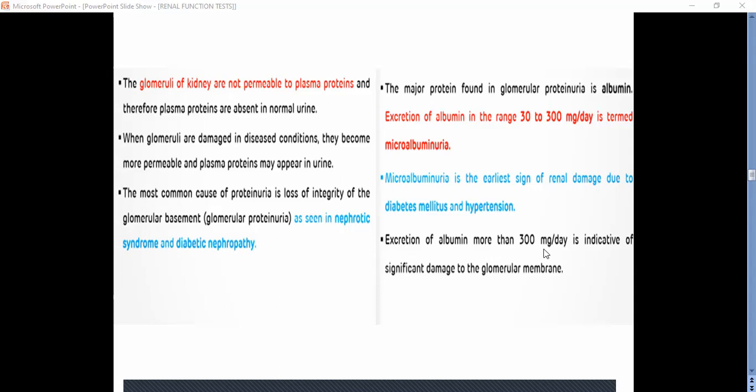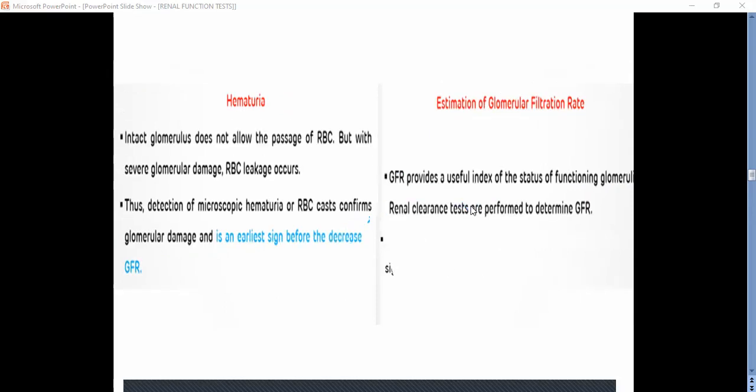Excretion of albumin of more than 300 mg is indicative of significant damage to the glomerular membrane. That is, if more than 300 mg per day is present in urine, it indicates that your kidney's nephron and glomerular function, that is the GFR function, is completely damaged.